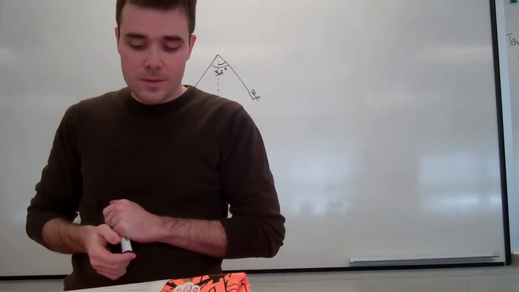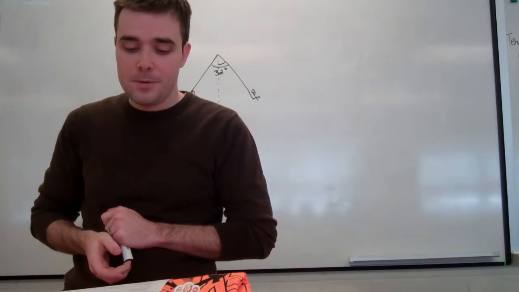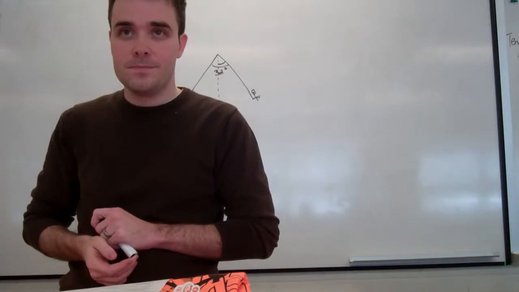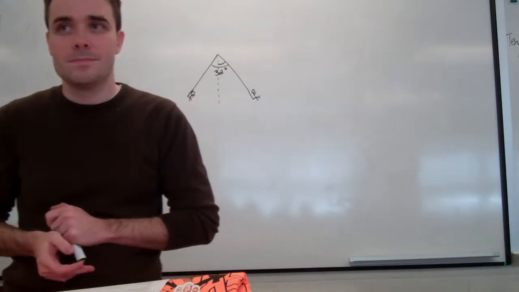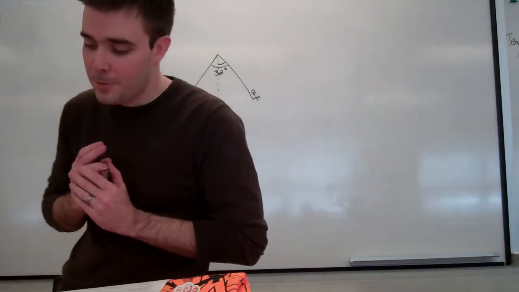Alright. Number 4. How are frequency and period related in simple harmonic motion? They're inversely related, so number 4 is B.